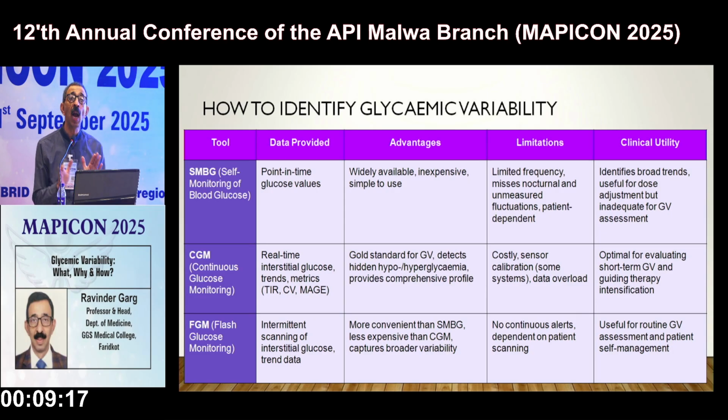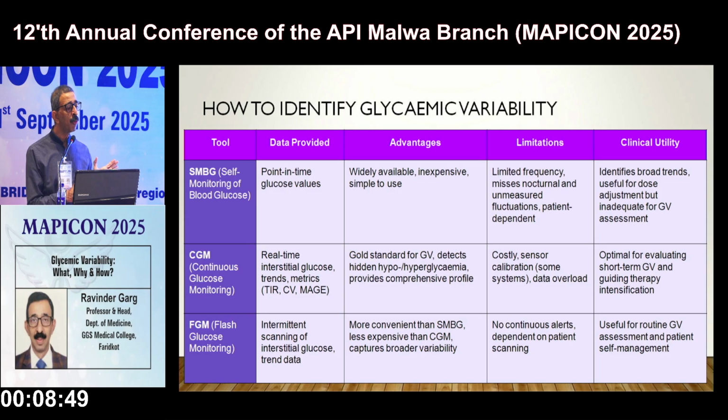It is in fact the ideal one. Continuously, in real time, a sensor is placed and attached to your body. It works for 7 to 14 days, and interstitial glucose is being tested. It is not patient dependent. Yes, it is a little costly as compared to the first modality, but it is happening round the clock, and it is ideal to measure glycemic variability.